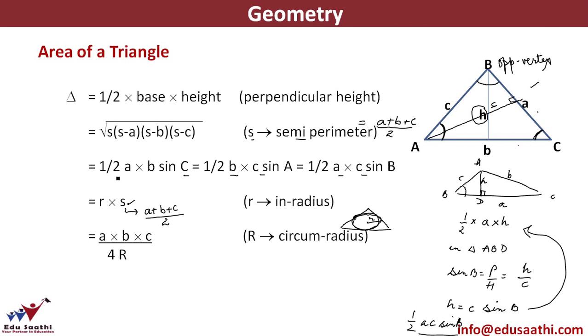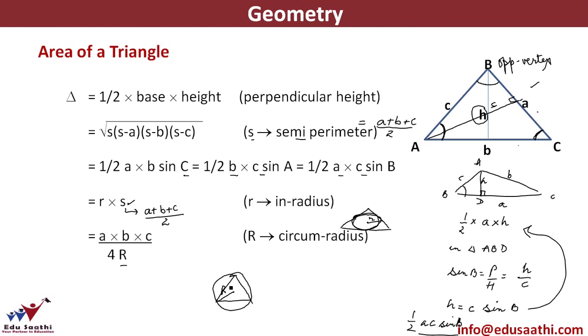The last formula that we can use is the formula ABC over 4R. Now ABC is the product of the three sides of the triangle, divided by 4R. R here is the circumradius. Circumradius is the radius of the circle which is formed outside the triangle, touching all the three vertices of a triangle. So if I just look at here, the radius of this circle would be known as the circumcircle.